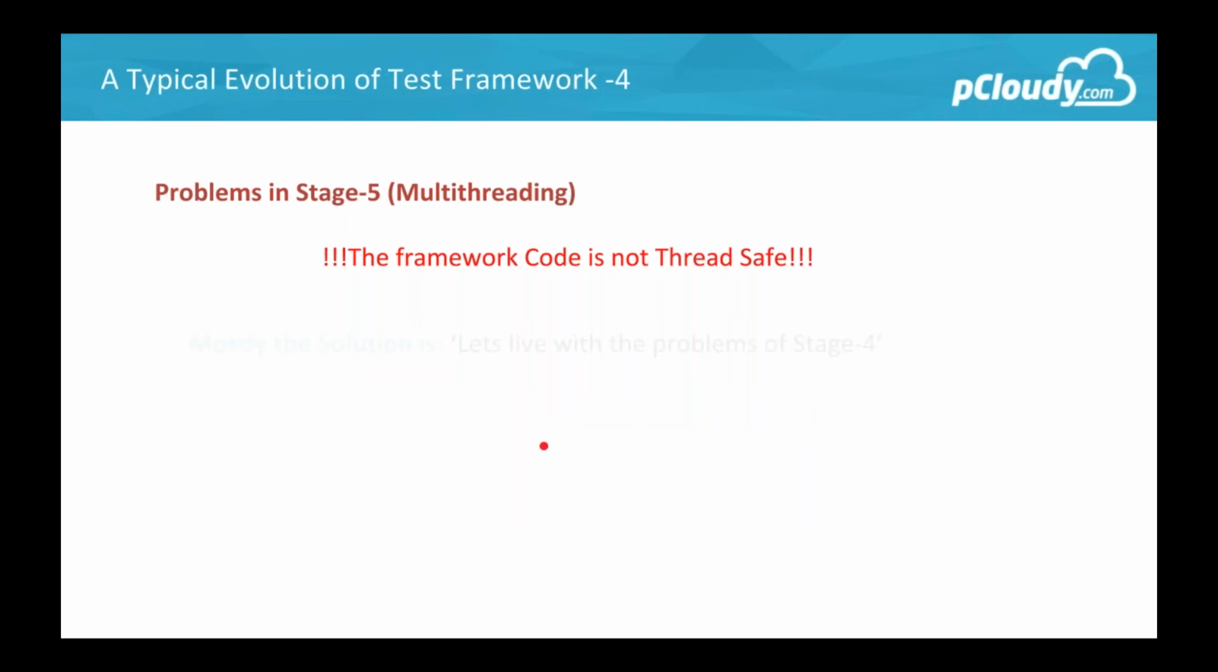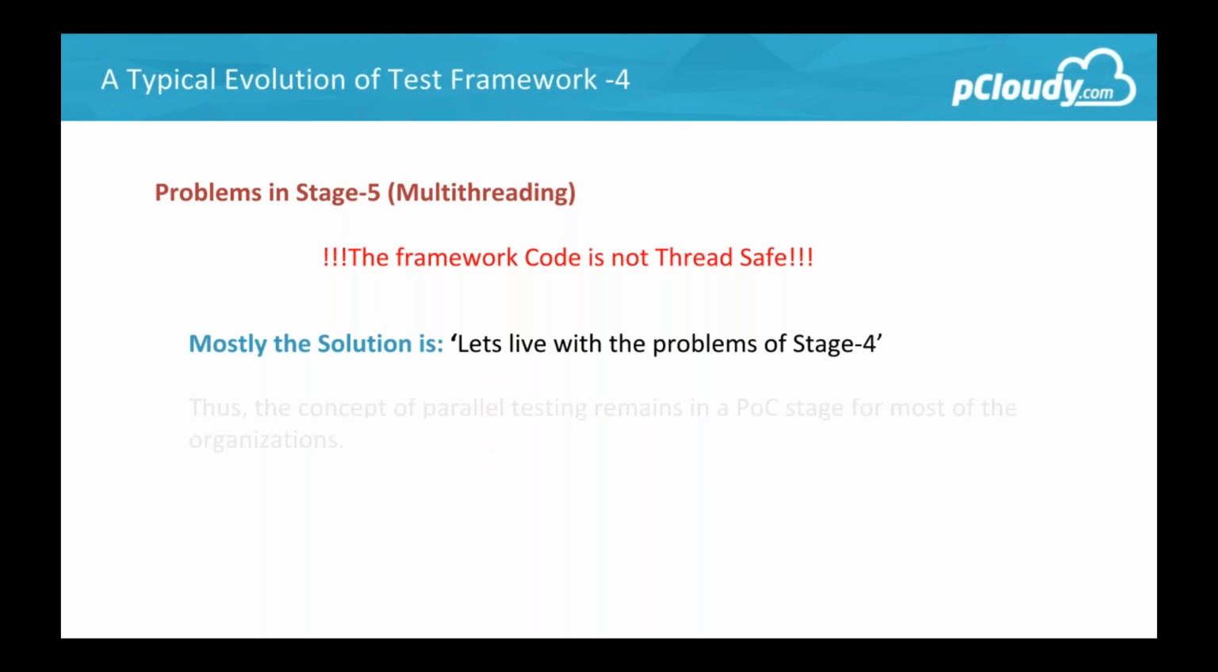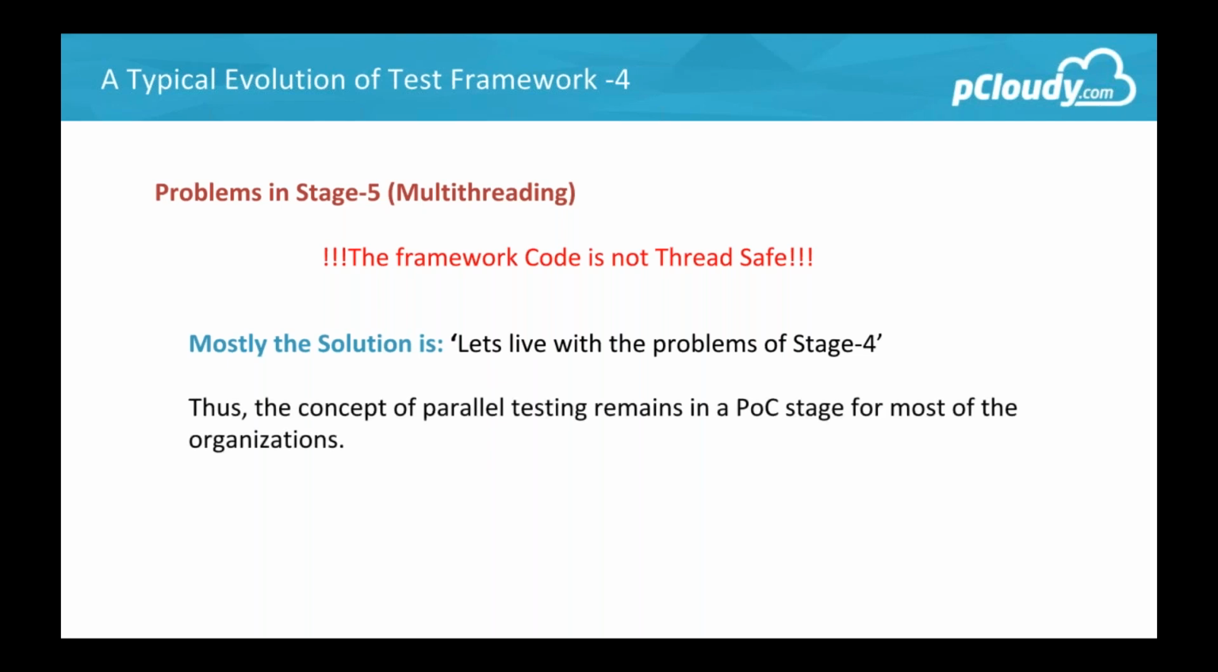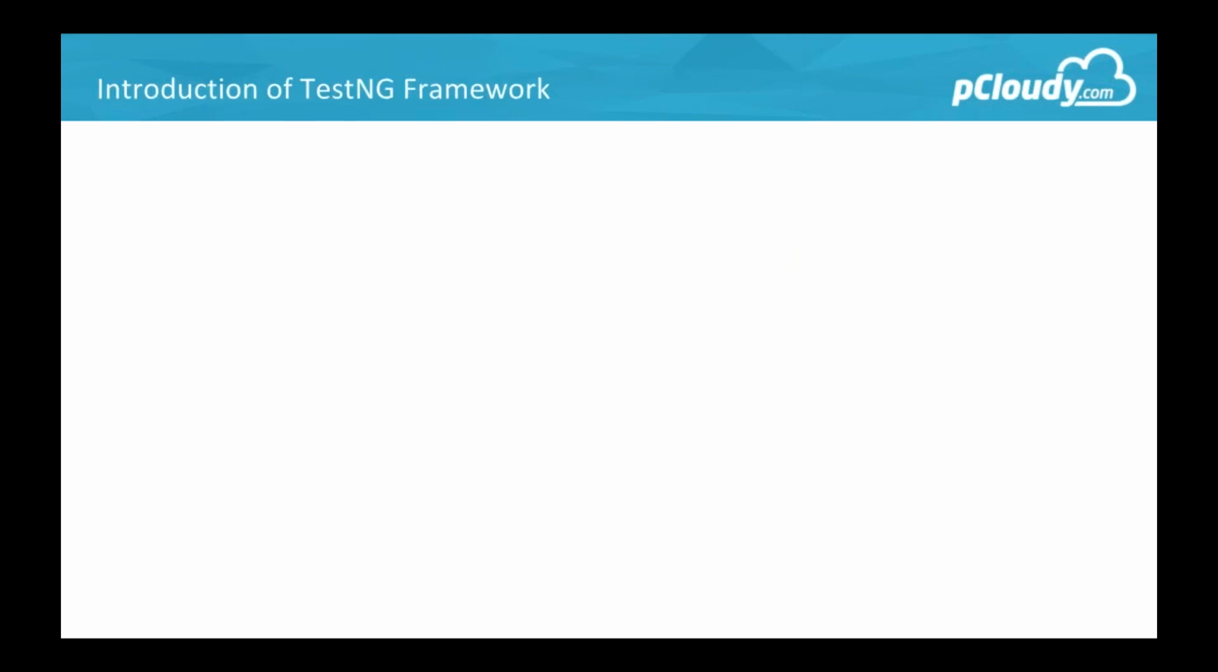So what happens as the code was not thread safe? Mostly everyone adapts another solution. Okay, let us live with the problems of stage 4. We will run it in multiple processes whenever required. So what happened as a result? The concept of parallel testing remains in a POC stage. The POC was done, so you have already shown parallel testing in multiple processes, but multi-threading was not achieved for most of the cases, for most of the organizations.